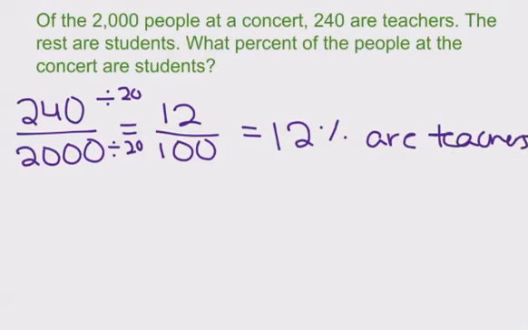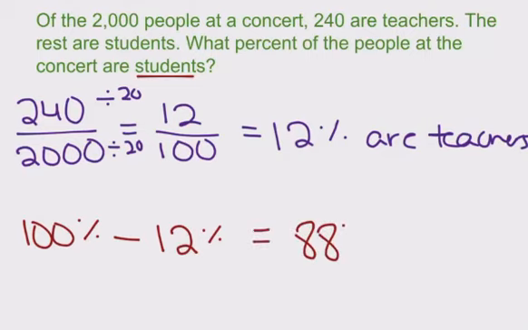The question says, what percent of the people are students? So we have to do 100%, which would be everyone at the concert, subtract the percentage of teachers, and we would find that 88% of the people at the concert are students.